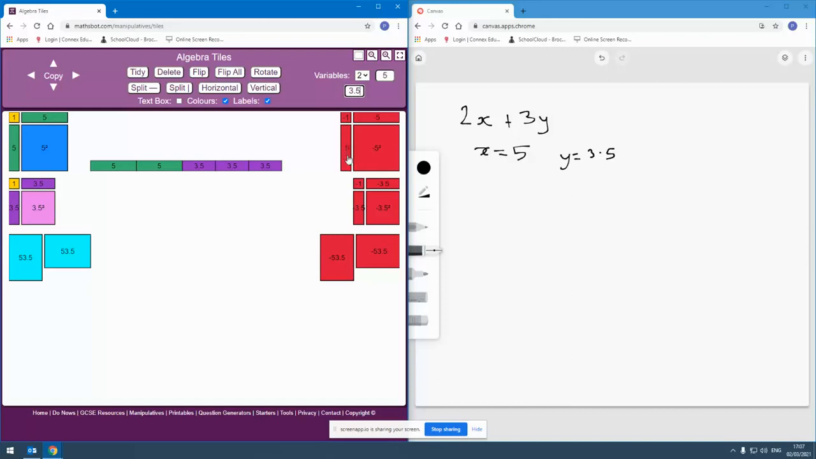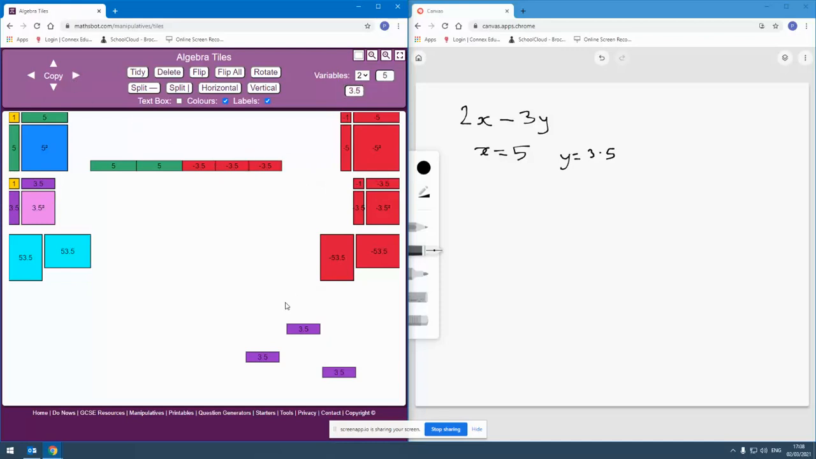And of course, I could bring in negatives as well. So I could say, well, what happens if it's not 2x plus 3y? What happens if it's 2x minus 3y? Well, then, of course, instead of having these, I would just have these.